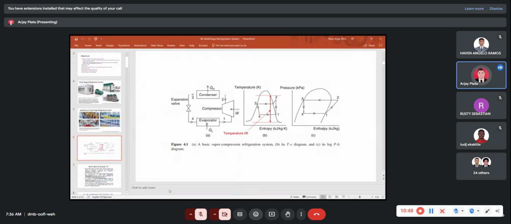So the temperature lift can become large either due to the requirement of very low evaporator temperatures, like in cryogenics, or due to requirement of very high condensing temperatures, so it is not applicable to use single stage, as you can see here. So that's why we are using multi-stage.